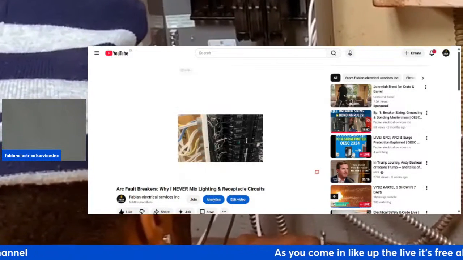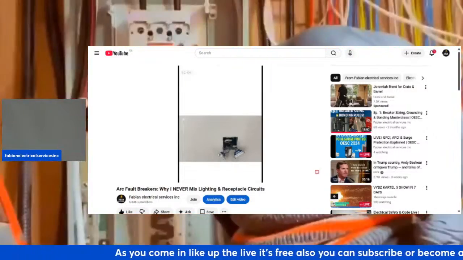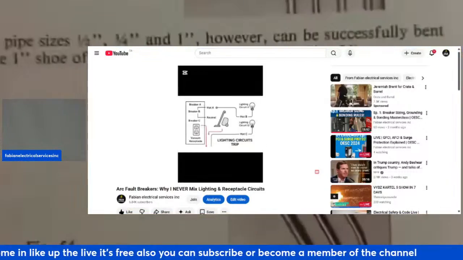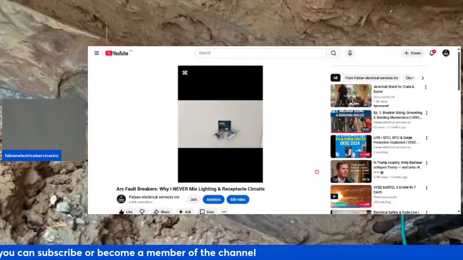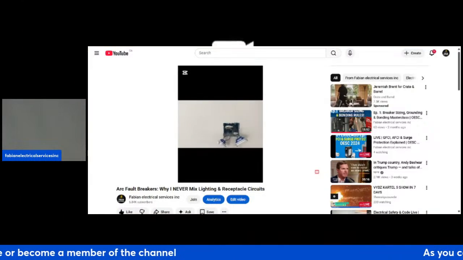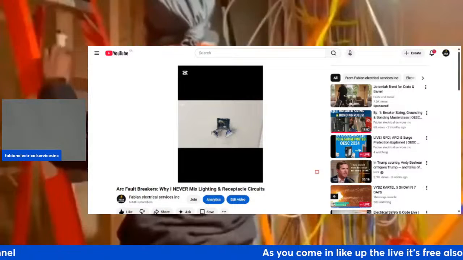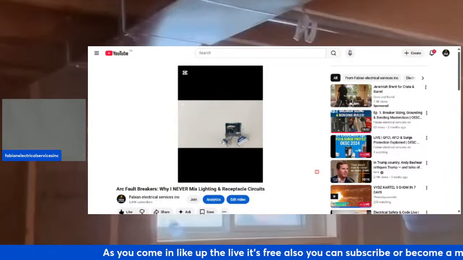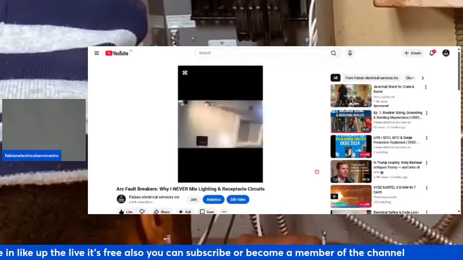Arc fault breakers monitor current flow for irregularities. When you combine different types of loads like lighting, ballast, and receptacles, the noise and harmonics can trigger a fault trip. Add shared neutrals into the mix, and the breaker thinks it's seeing an arc fault, even if everything is wired right.